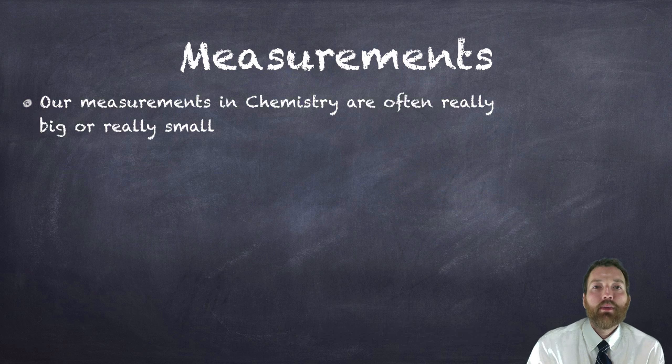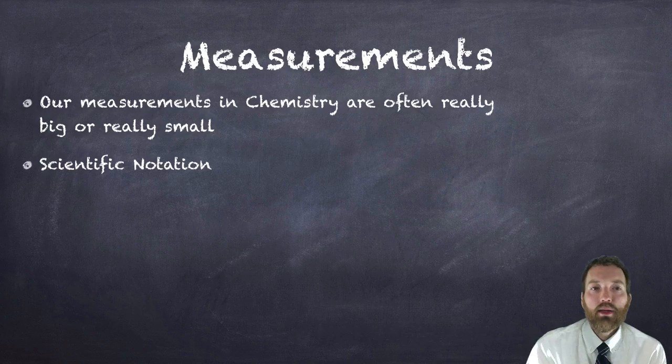So our measurements in chemistry are often really big or really small. That's because atoms are really, really small and there's a lot of them in our samples of matter, so our numbers will be really, really big. So to make this easier on us, we often use numbers that are in scientific notation.